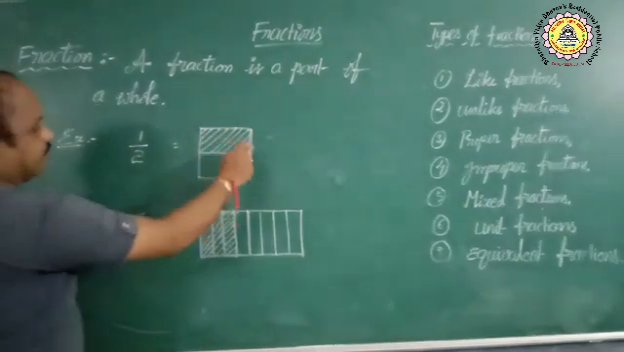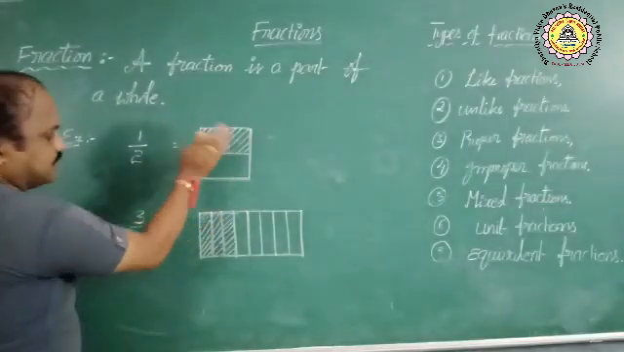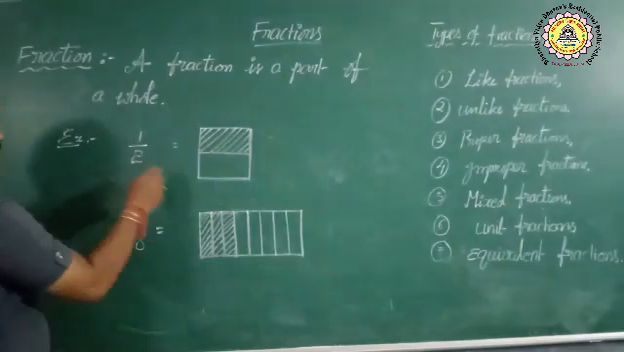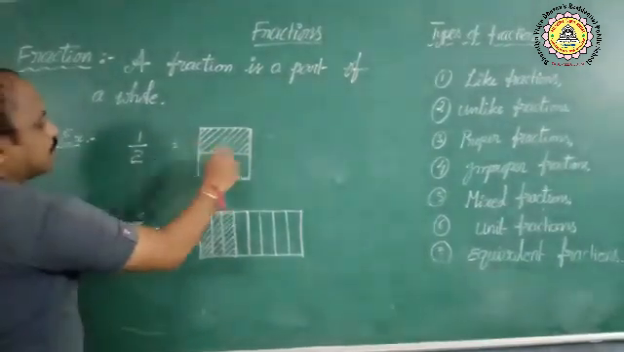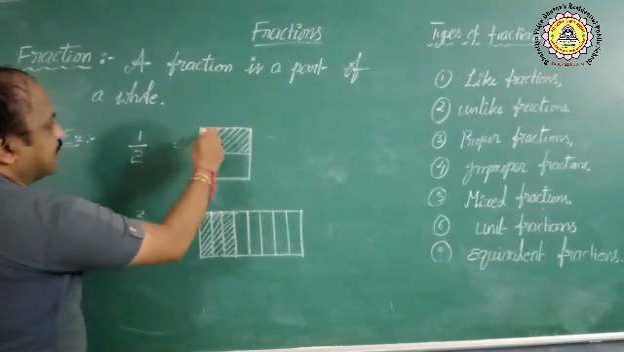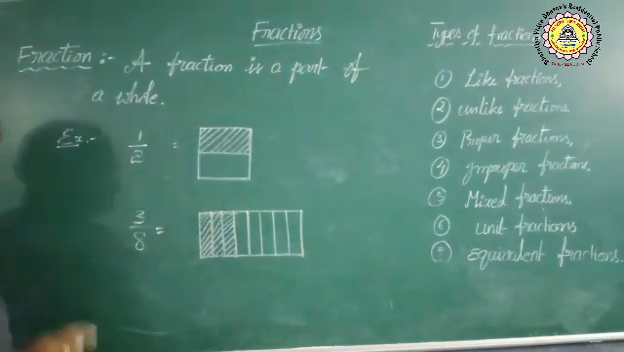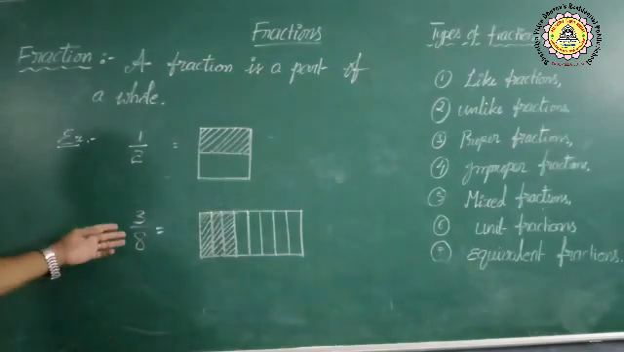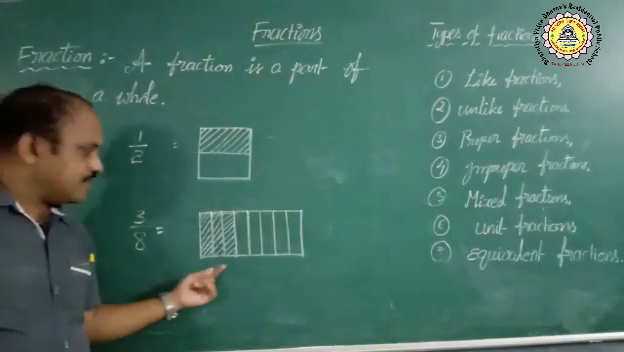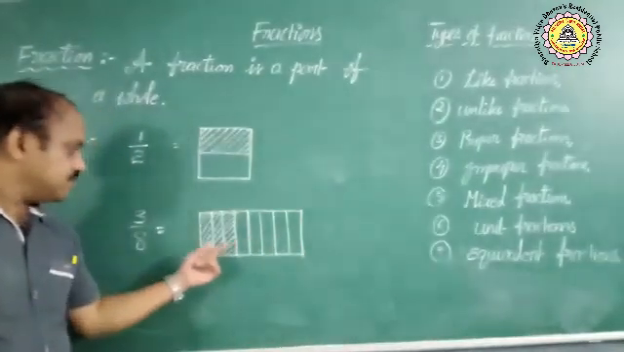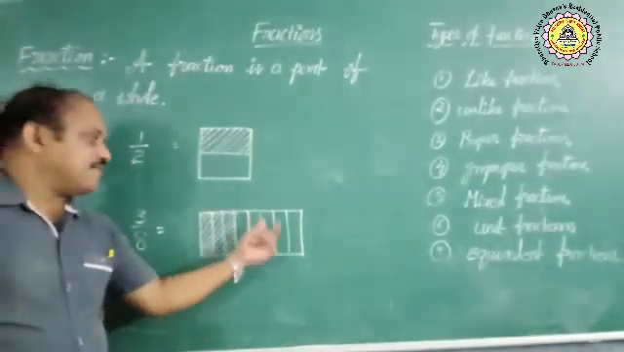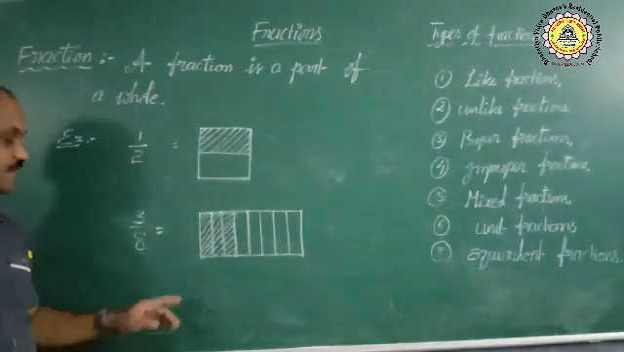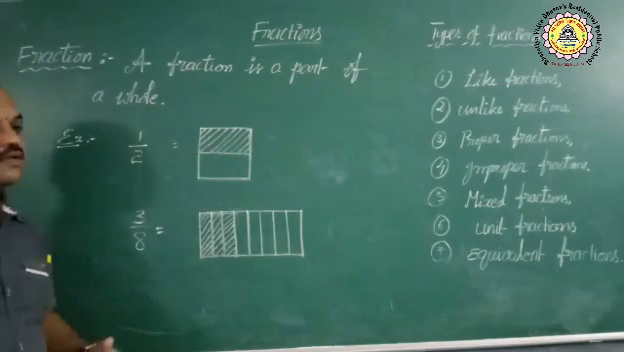See, when we draw this, first it's a square. This is whole 1. 1 by 2 means we made two boxes and one of the boxes was shaded. So this is 1 by 2. Next, 3 by 8. Here I draw a rectangle with 8 equal parts, and after that I shaded 3 parts. That means this indicates 3 by 8.